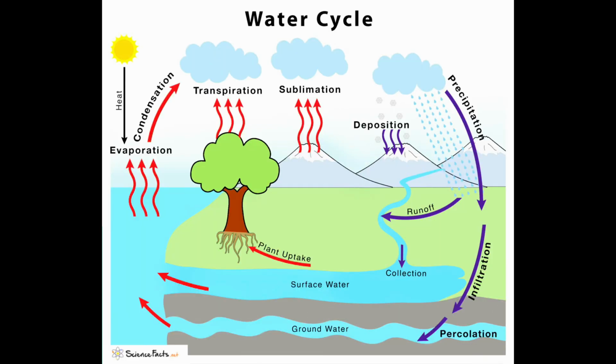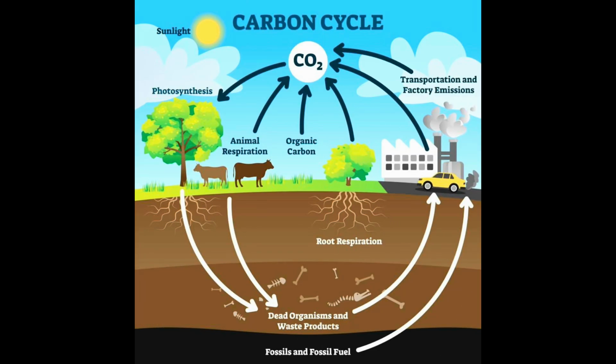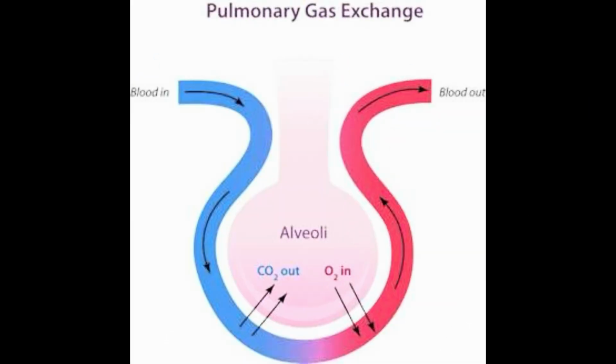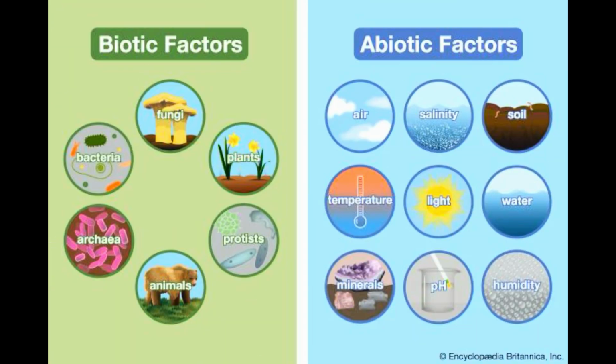Water and carbon cycles move matter through the biosphere, just like the digestive and respiratory systems cycle nutrients and gases through our bodies. And just like cells need membranes to control what enters and exits, ecosystems need balance between predators and prey, between abiotic and biotic factors to be sustainable. So from atoms to ecosystems, it all comes down to structure, energy, and chemistry. Life is connected from your cells to the whole planet.